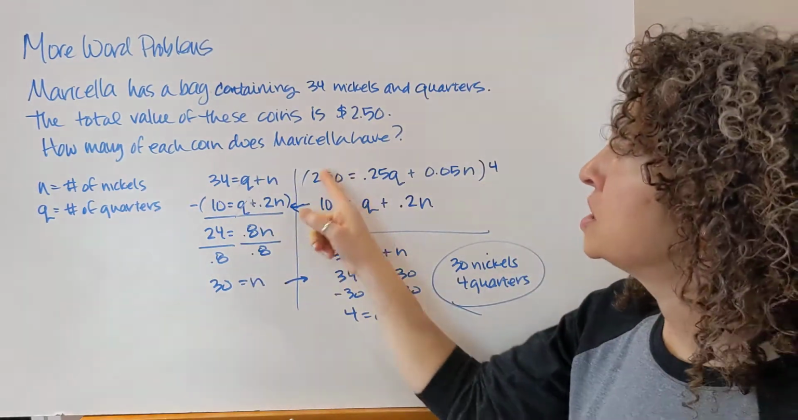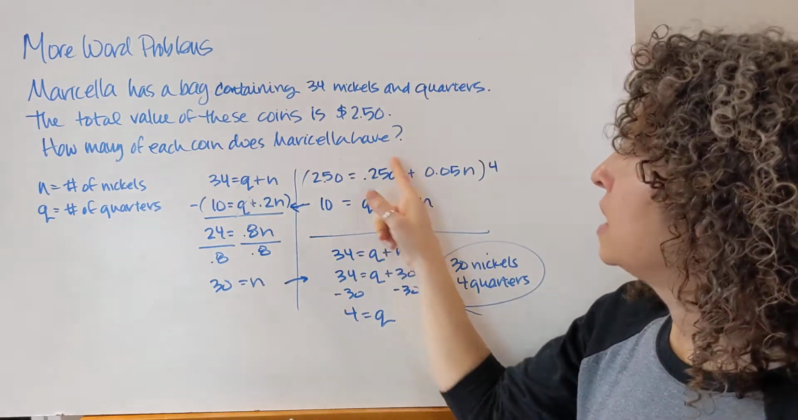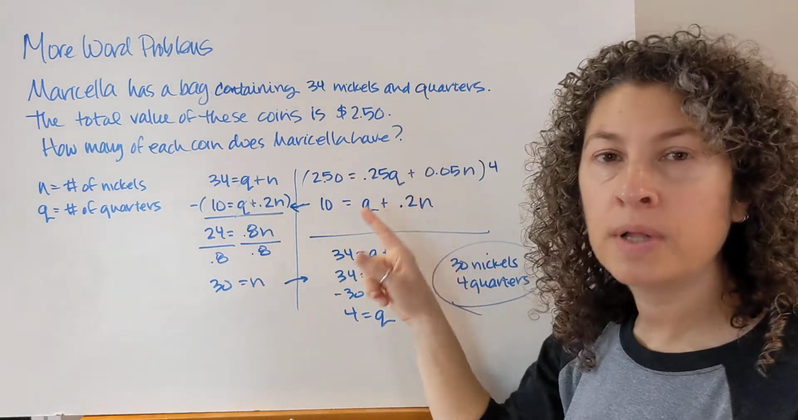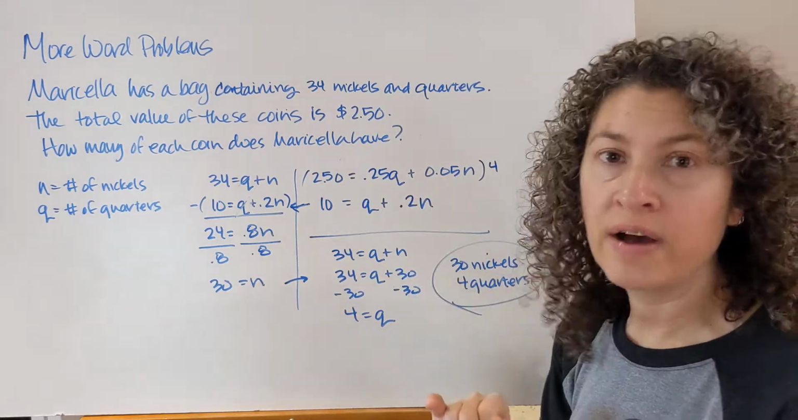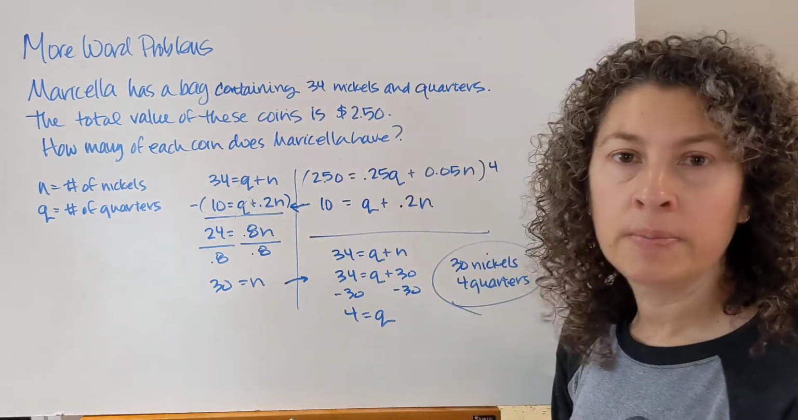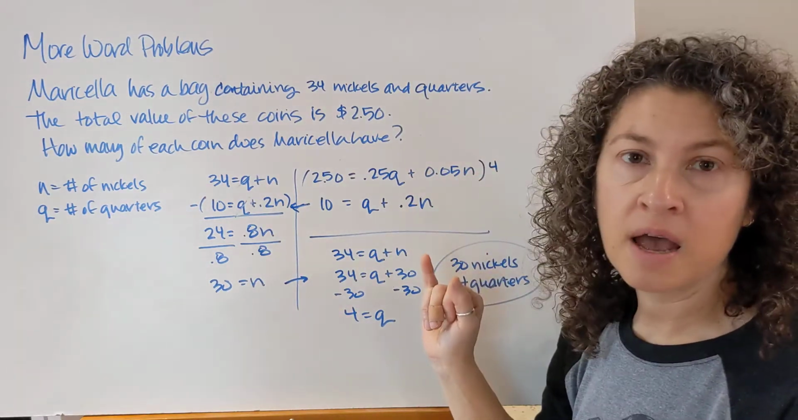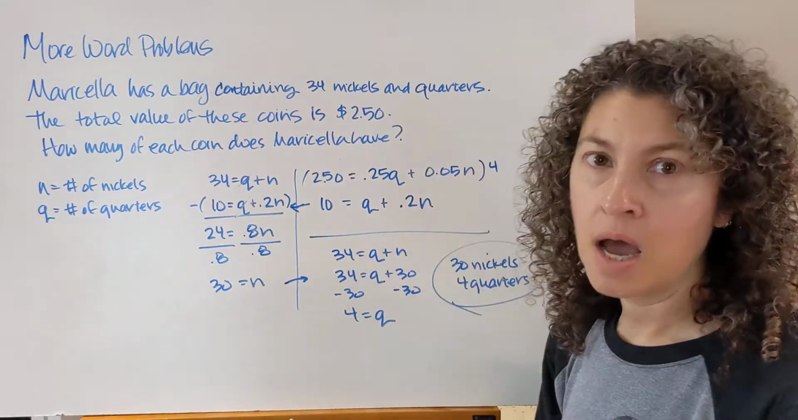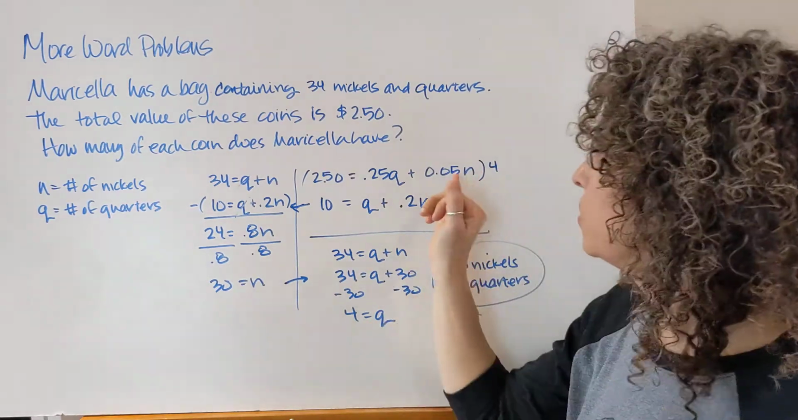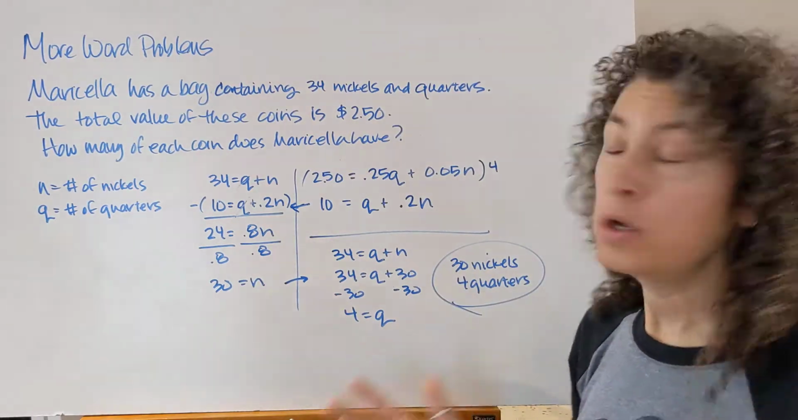My second equation is a total of $2.50. So I'm going to say the number of quarters, and I have to multiply that times the value of one quarter, so 0.25. And I'm going to talk about how much money the nickels represent. I'm going to multiply how many nickels I have by the value of a nickel, which is 0.05, not 0.5. Be really careful with that. So 0.05.